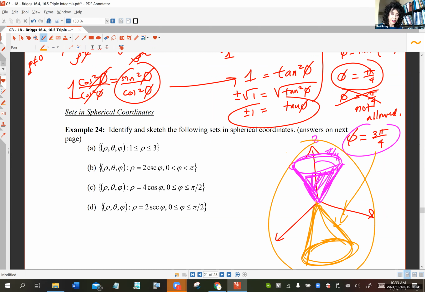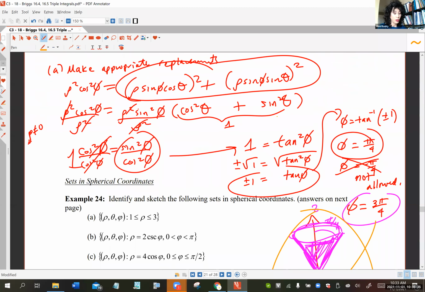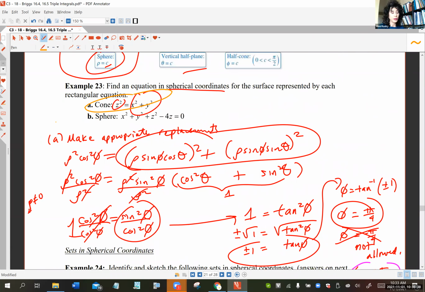So together, the single equation represents what's known as a double napped cone. Both naps of the cone. You've got an upwards facing ice cream cone and a downwards facing ice cream cone. Pretty cool.